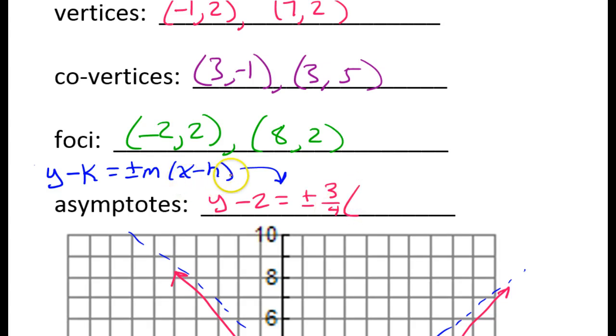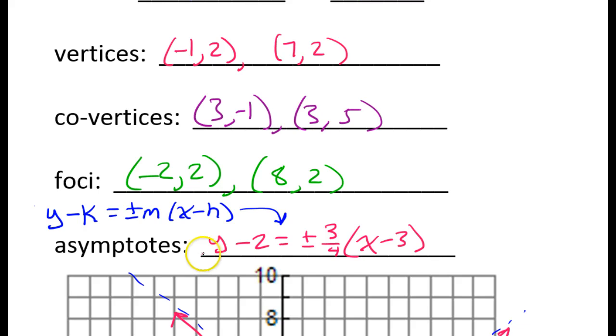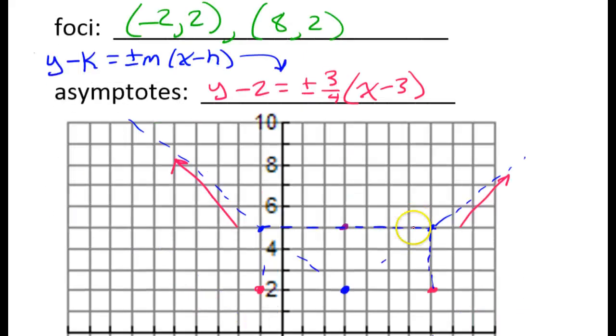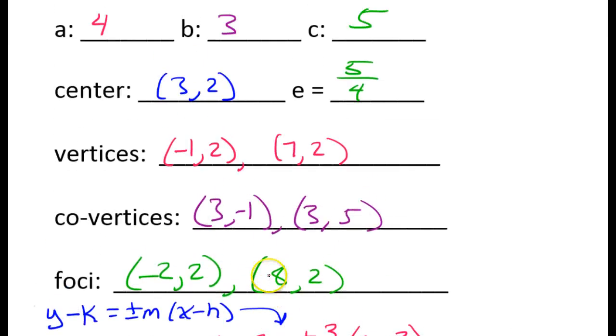Okay, and then we have x minus h, which really means just do the opposite of the x coordinate. So x minus 3. So that's it. This equation actually captures both asymptotes because of the plus or minus. The plus 3/4, that's the slope of the positive asymptote, the upward leaning asymptote. The negative 3/4 is the downward sloping asymptote. So that's it for number 5.